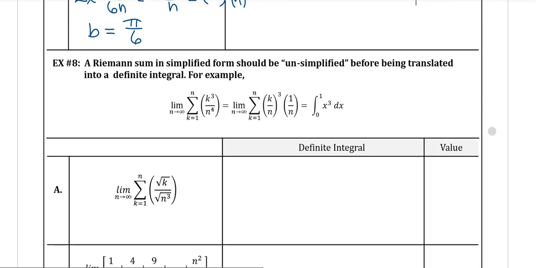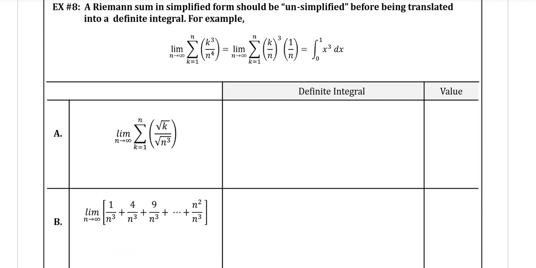Okay, last example. In this example, a Riemann sum in simplified form needs to be unsimplified before translating it into a definite integral. If you look at the one that's given there, we have the limit as n approaches infinity of the sum of k goes from 1 to n of k to the third over n to the fourth. So we have to peel out of there the delta x and our x sub k separately so that we can break that apart to get our limits of integration.